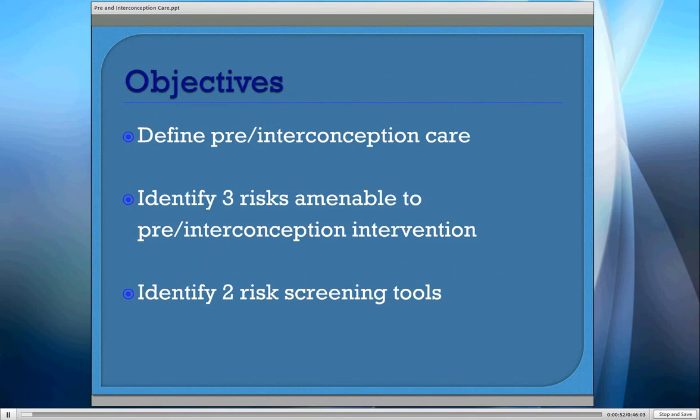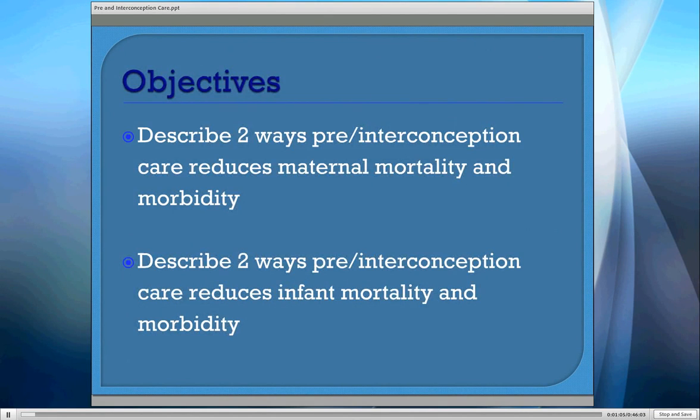At the end of this presentation, participants should be able to define preconception care, identify the risks that are amenable to intervention, identify risk screening tools, and describe ways that preconception care can help reduce both maternal and infant mortality and morbidity.